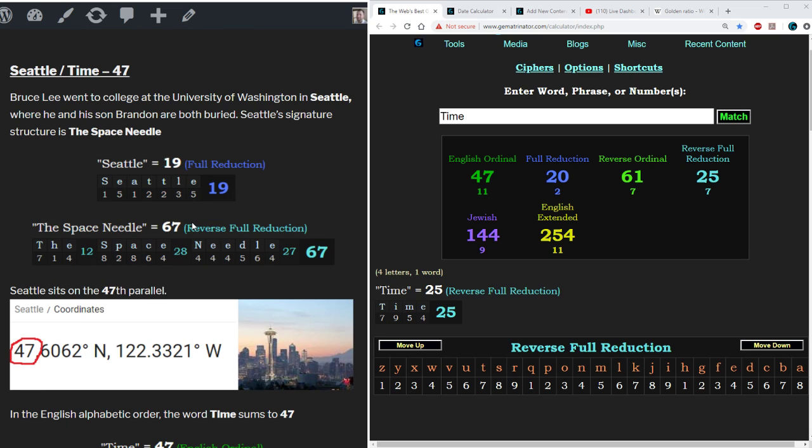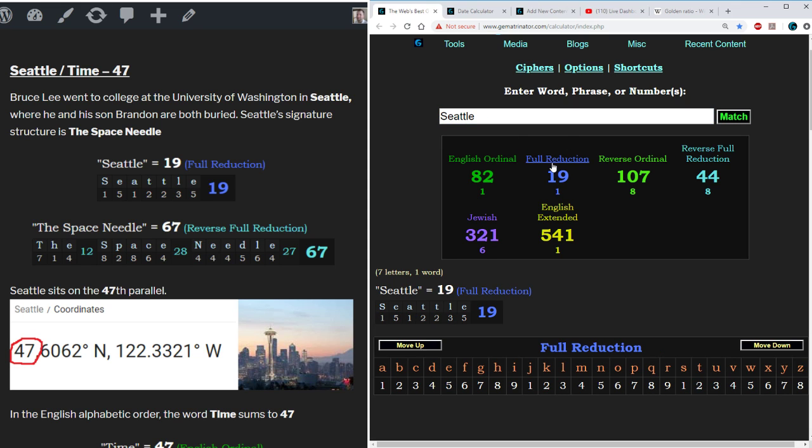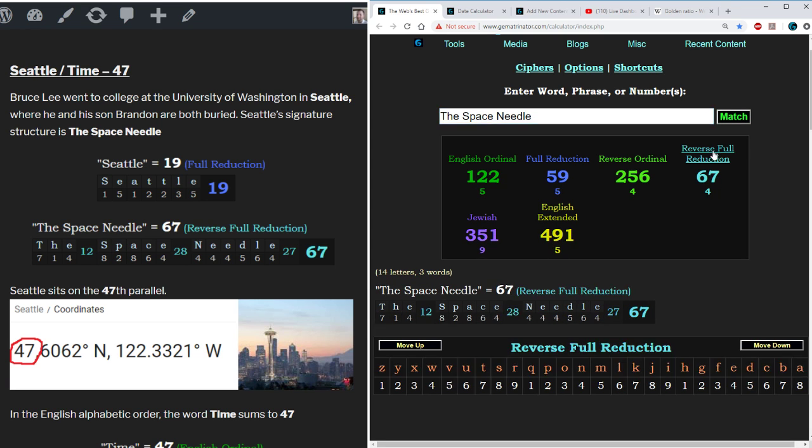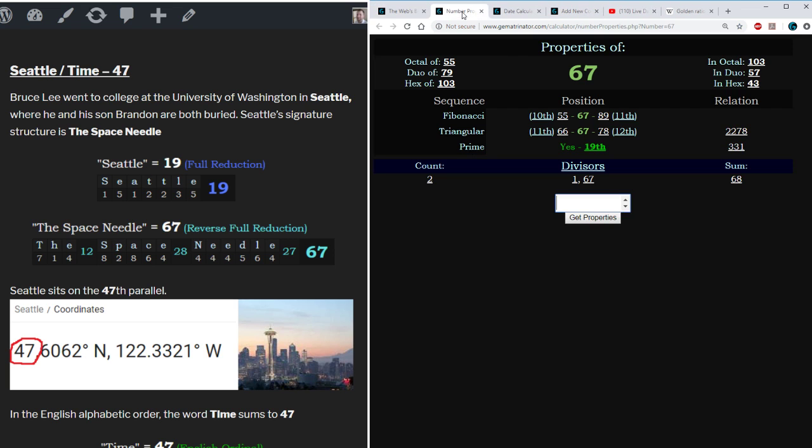So let's talk about how this ties into Seattle, where both Bruce Lee and his son Brandon Lee are now buried. In the standard reduction method, Seattle sums to 19. The most iconic building in Seattle is the Space Needle, which sums to 67 in the reverse order. 67, again, the 19th prime number.